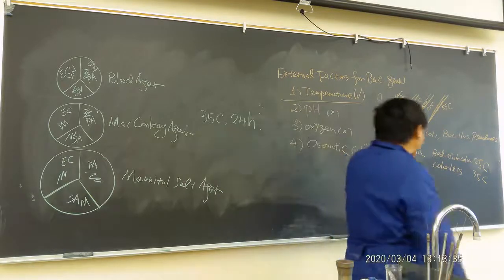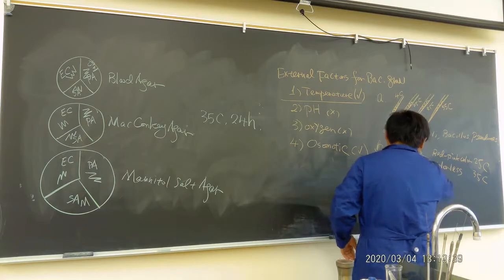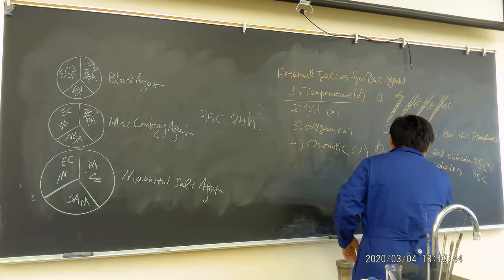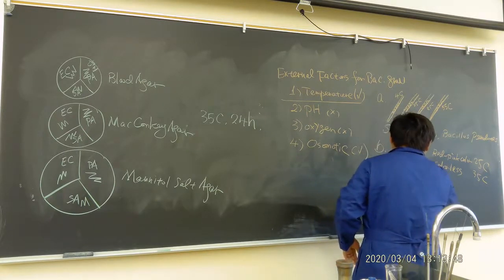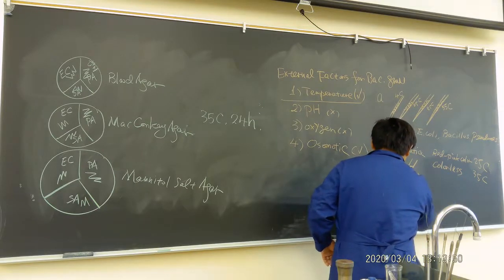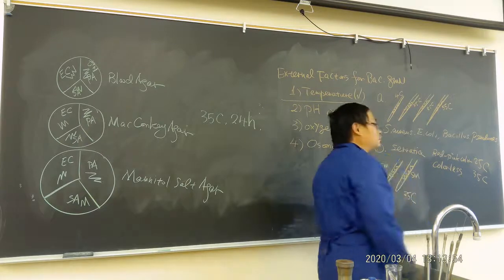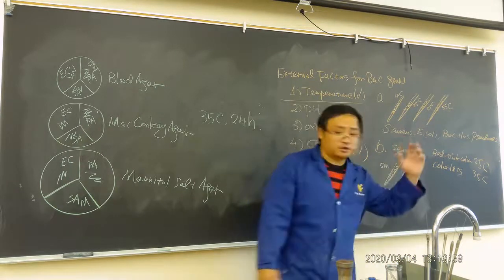So I want you to do a practice, which means everybody is going to get 2 slants. Both of them, we will inoculate with Serratia. Serratia, you can write SN, that's Serratia. One is at 25 degrees Celsius, another one will be 35 degrees Celsius. After growing, we will see the difference. Okay, so that's going to be the work you will do.